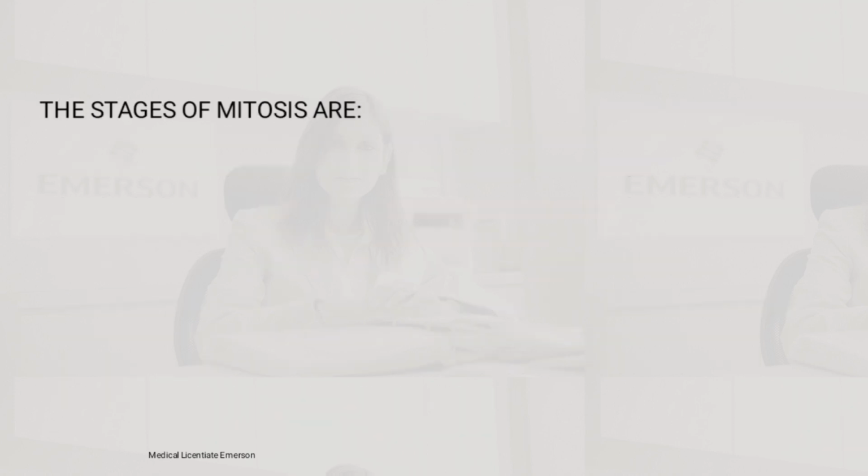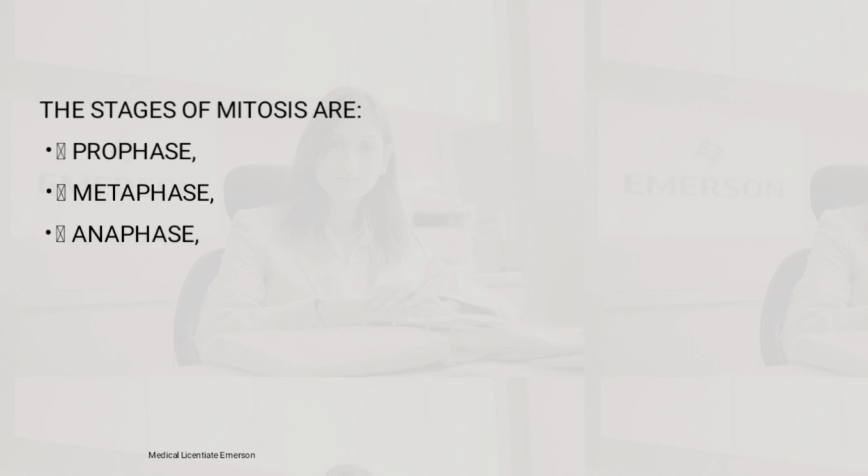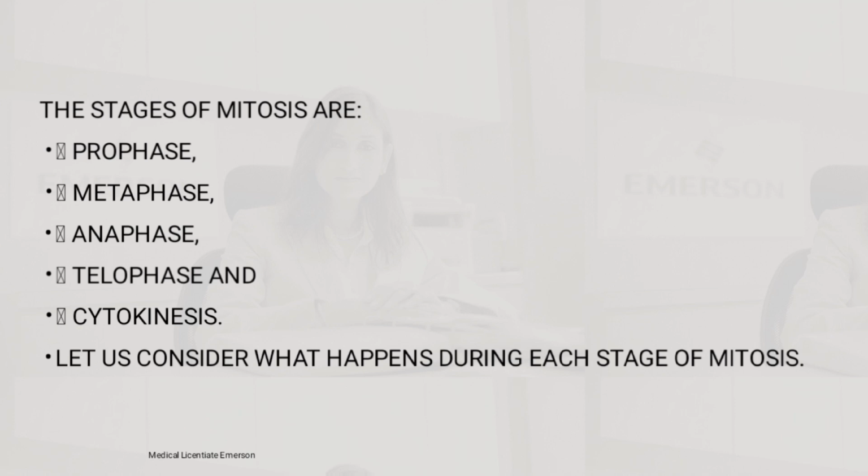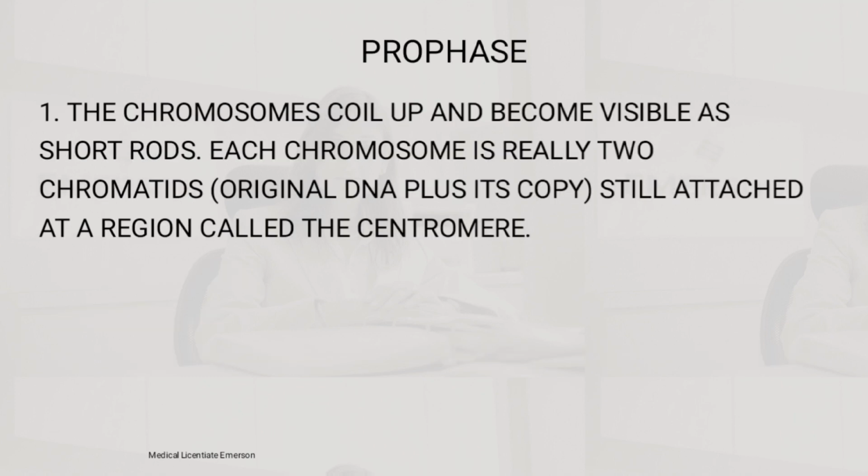During interphase, the cell is quite active, producing a second set of chromosomes and storing energy in ATP. So what are the stages of mitosis? The stages of mitosis are prophase, metaphase, anaphase, telophase, and cytokinesis. These are the stages of mitosis. Let's now go into detail on what happens during each stage.